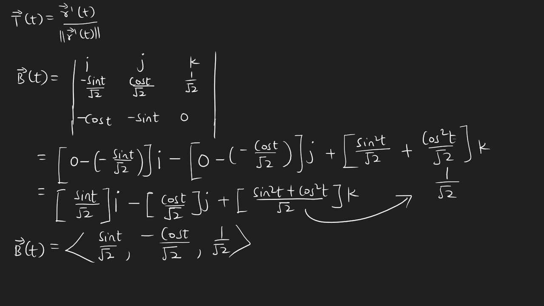It is also a unit vector because it was a cross product of two unit vectors, so therefore it will also be a unit vector. So this is how to find the unit tangent vector, the unit normal vector, and then the unit binormal vector.